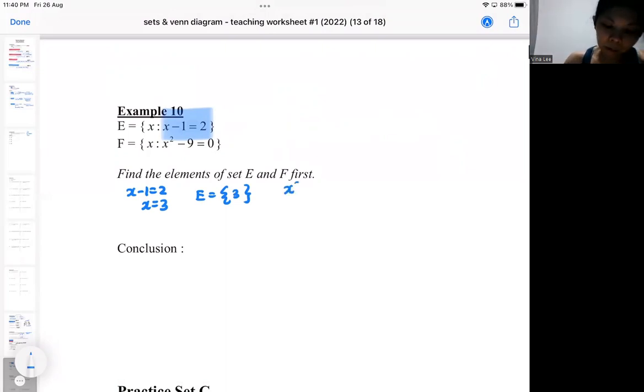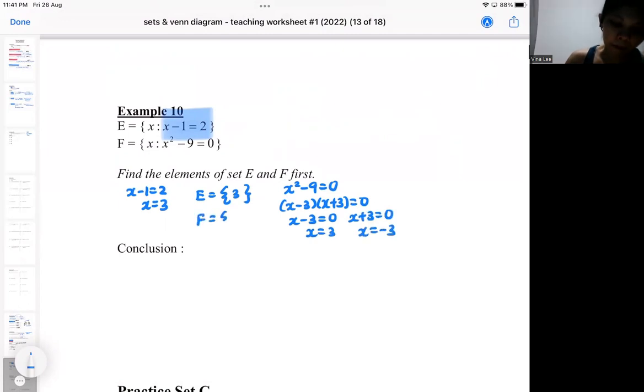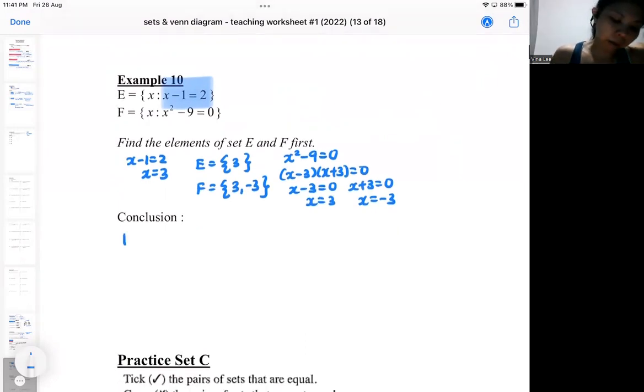So if you do out the next equation, you can choose to factorize. So here you got two answers. So F will have two elements. So obviously they are not equal. Okay, because you see F got two elements and then E only got one element. So my conclusion is E is not equal to F.